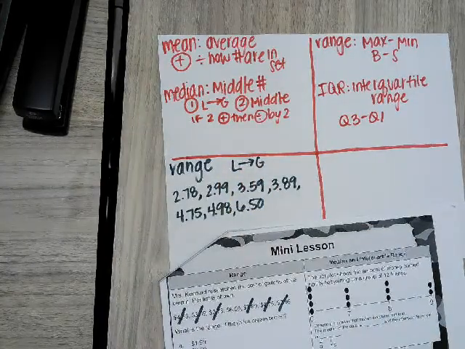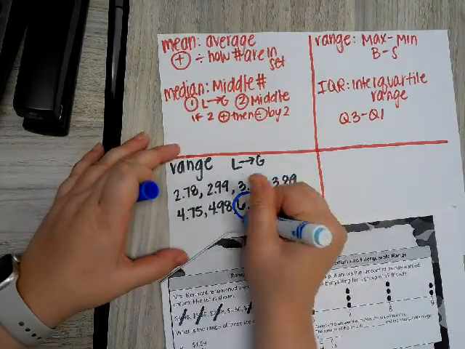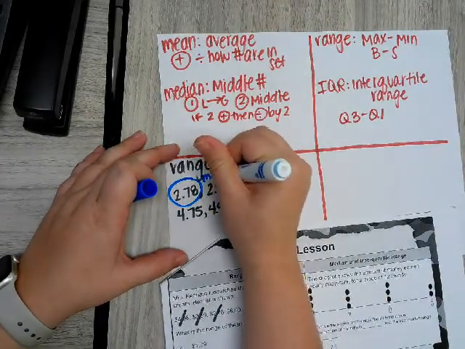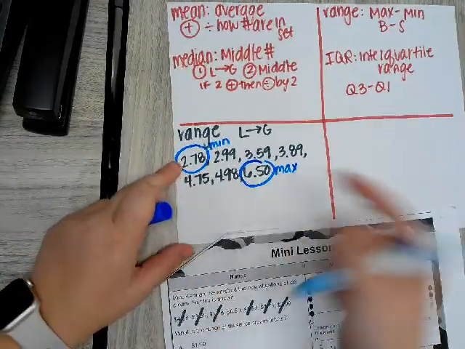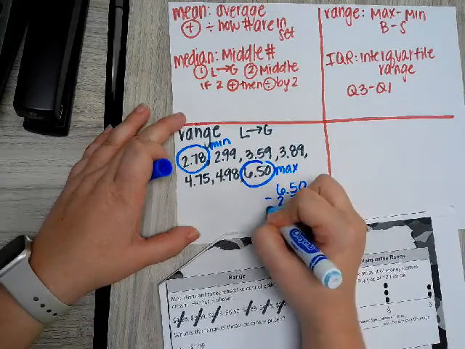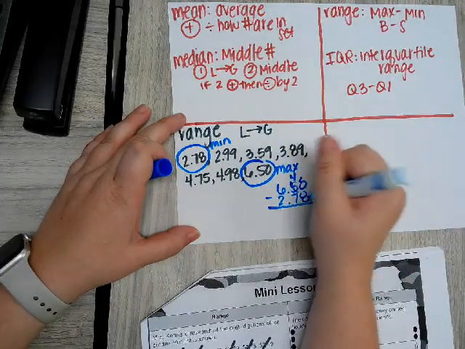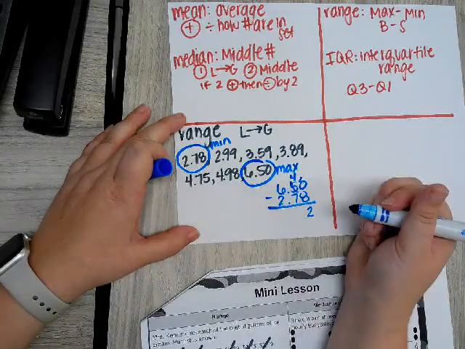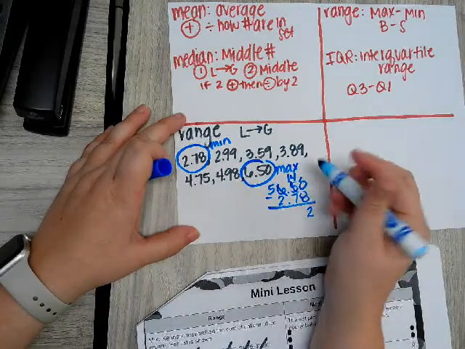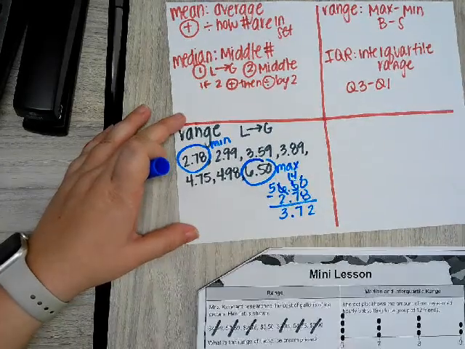So remember, from our brain dump, range is whenever we subtract our maximum minus our minimum. So my maximum is $6.50. My minimum is $2.78. This is my largest, this is my smallest. I'm going to subtract. The 0 turns into a 10. My 5 is 4. 10 minus 8 is 2. Can I do 4 minus 7? No, so I need to borrow over here. Make that a 5, so this turns into a 14. 14 minus 7 is 7. 5 minus 2 is 3. So my answer is C.